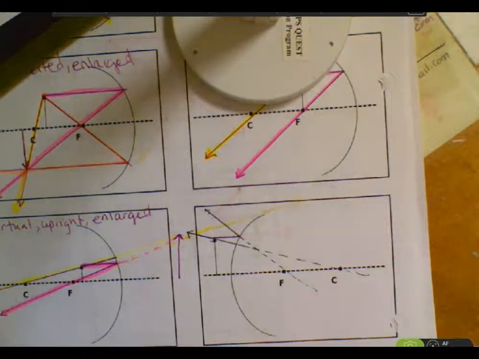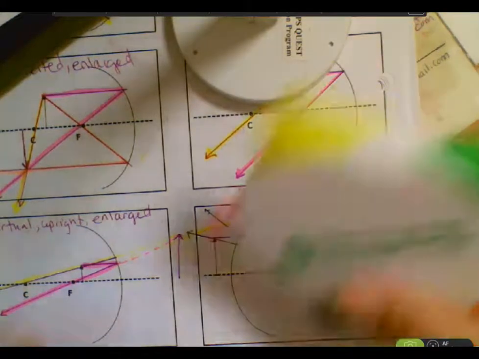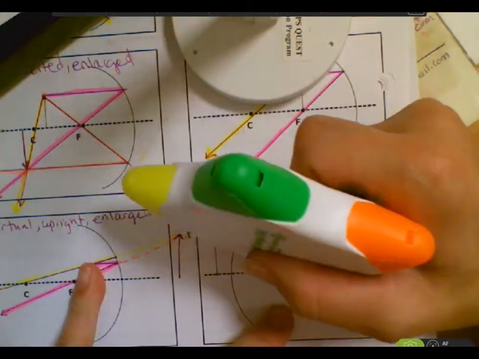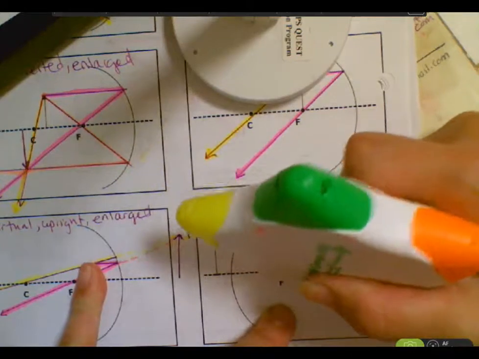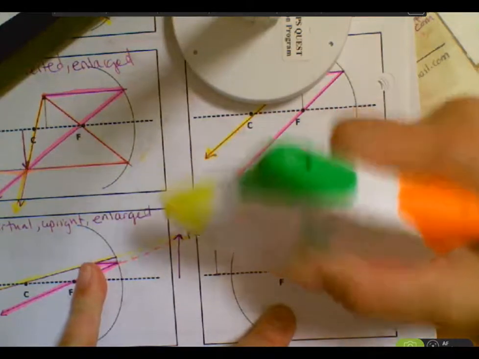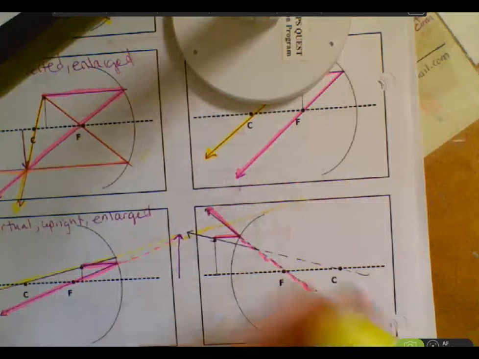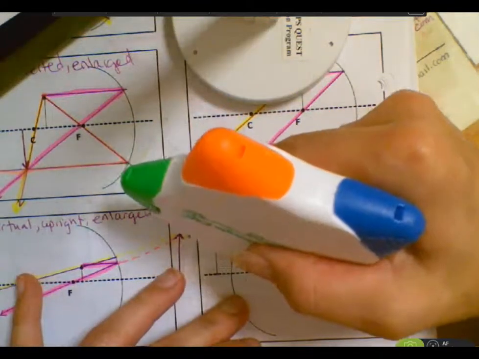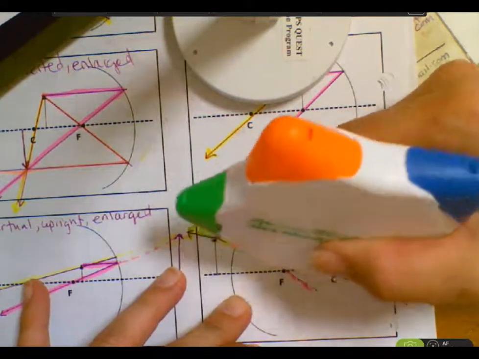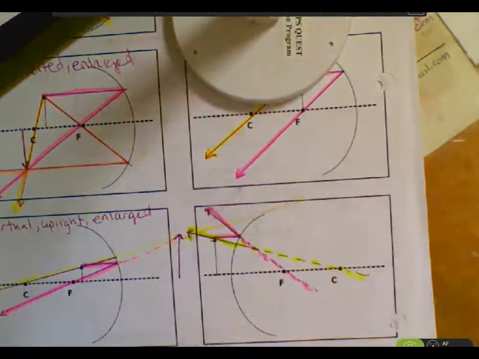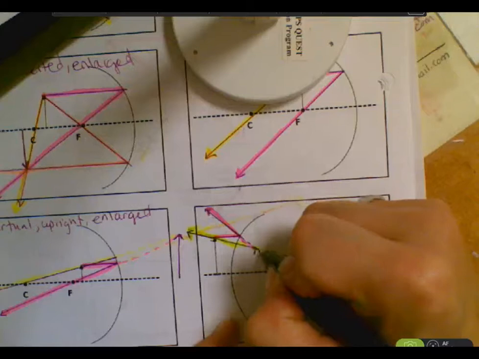Okay, so we did not do the second line. We did the first line, which was parallel, then where the focus would be. And then the third line was through the C. And we'll bounce it right back down. Okay, so our image should be right about here.